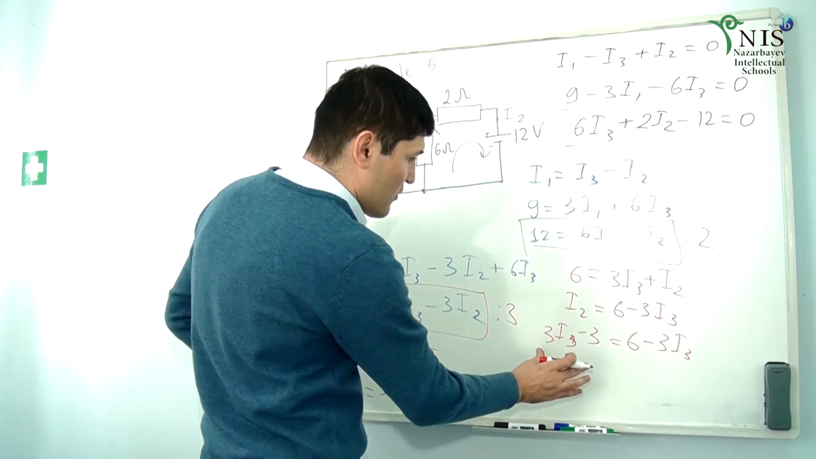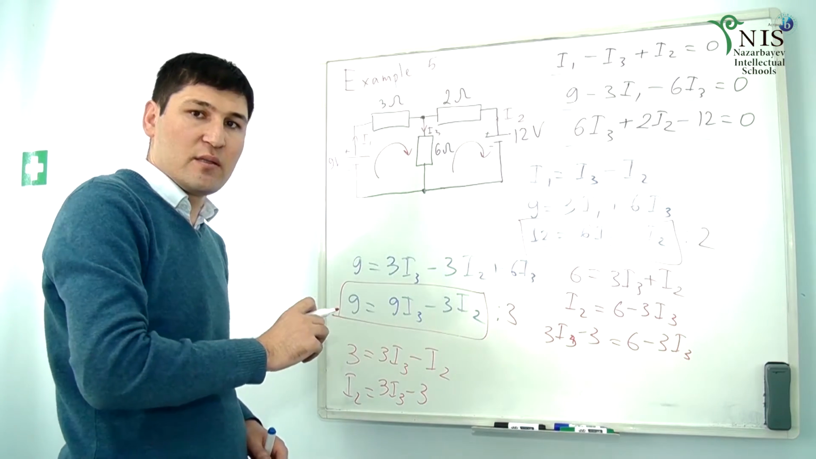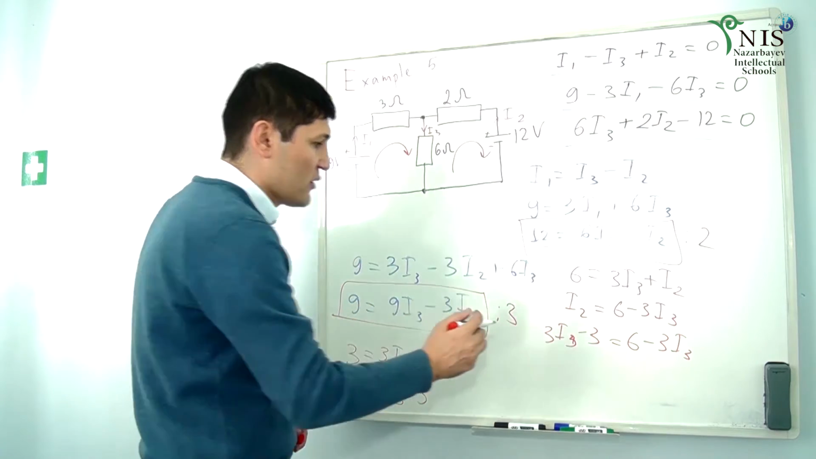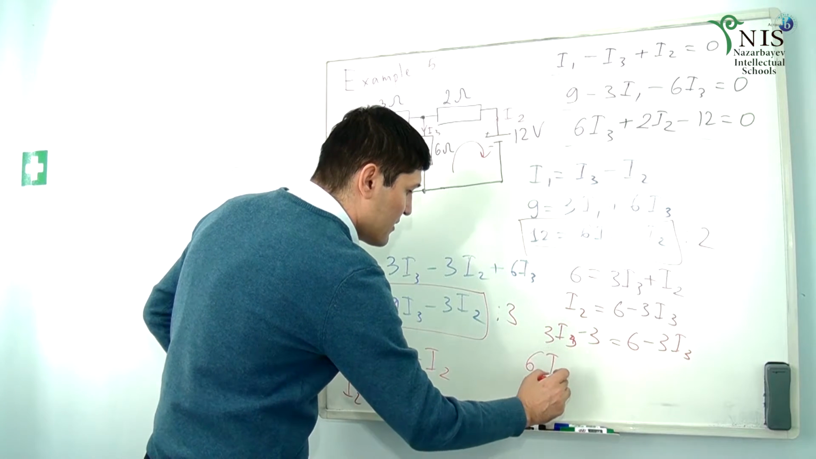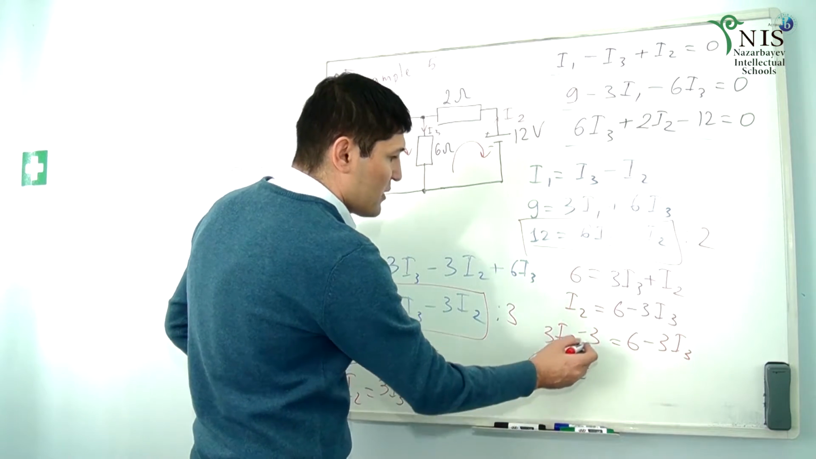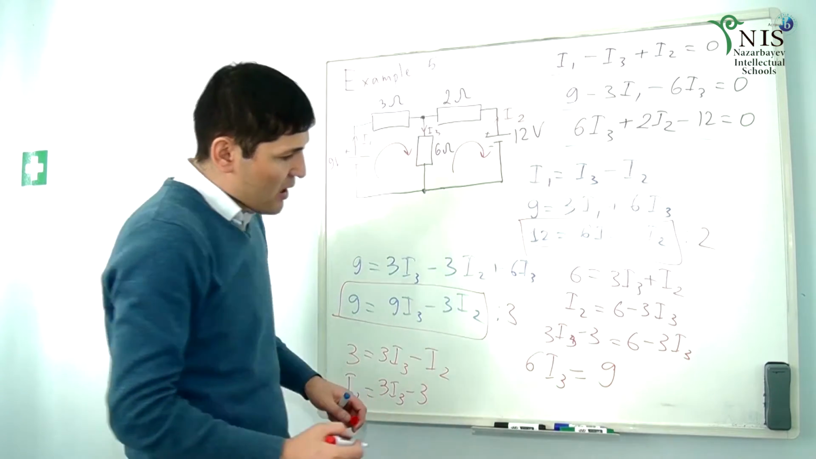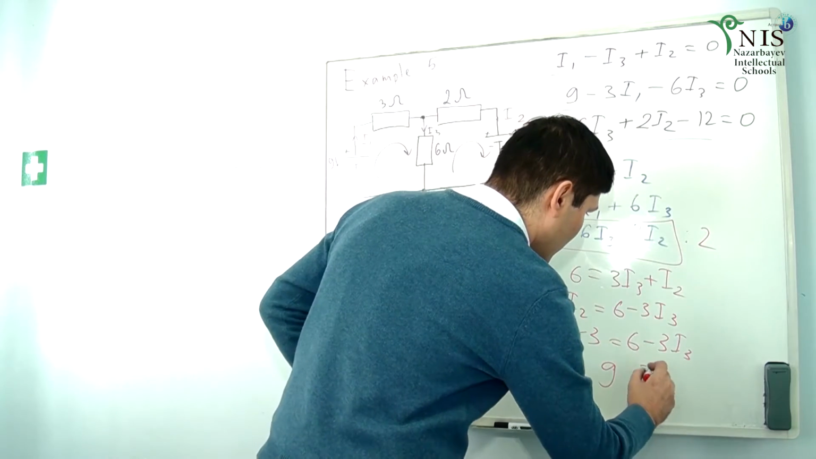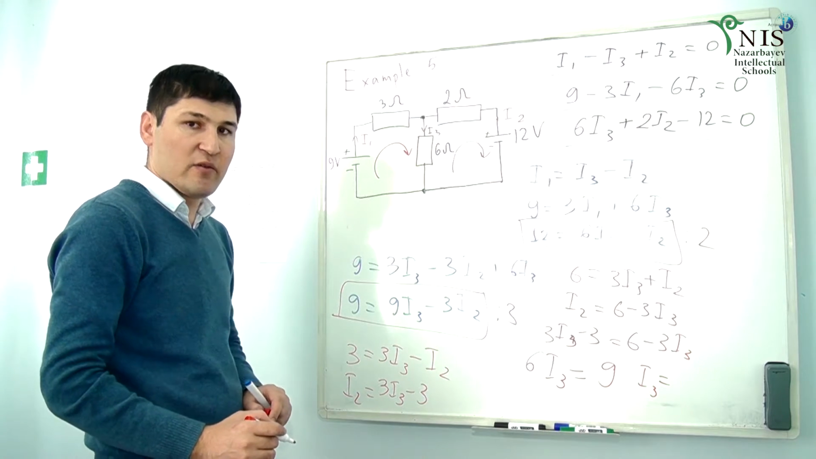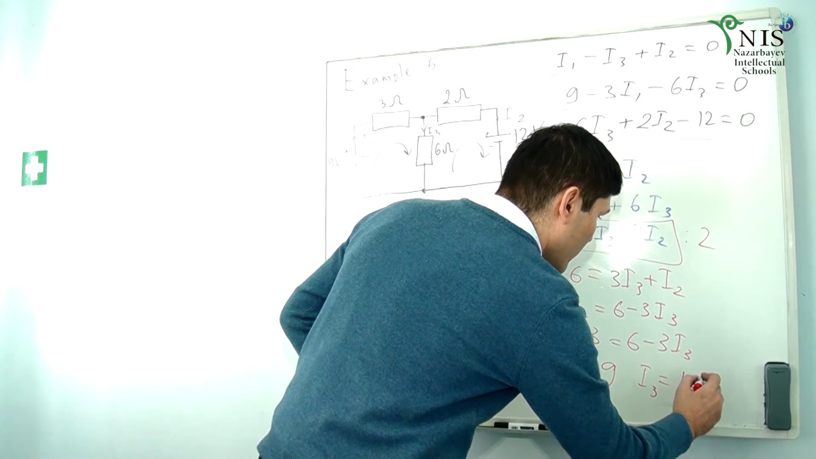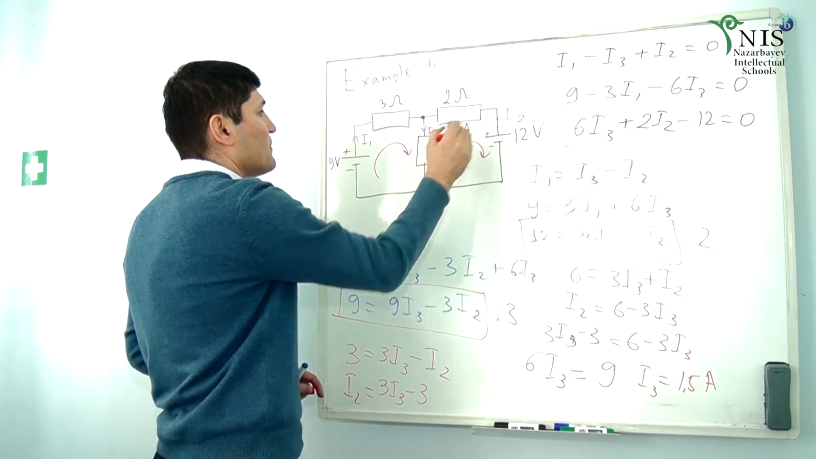If I manipulate this further, we can move unknowns to one side of the equation and just numbers to the other side. So 3I3 moves and becomes positive, so 6I3 equals negative 3 moved to the right becomes 9. Therefore I3 equals 9 divided by 6, which is 1.5 amperes. So I3 here is 1.5 amperes.